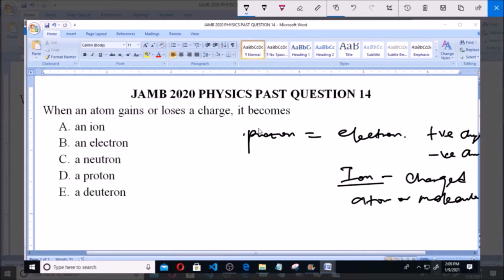When there's an imbalance in the number of protons and electrons, it is said that this atom is charged, because the number of protons might be more than or less than the number of electrons, since the atom might have either lost or gained electrons. So the answer to this question is option A.